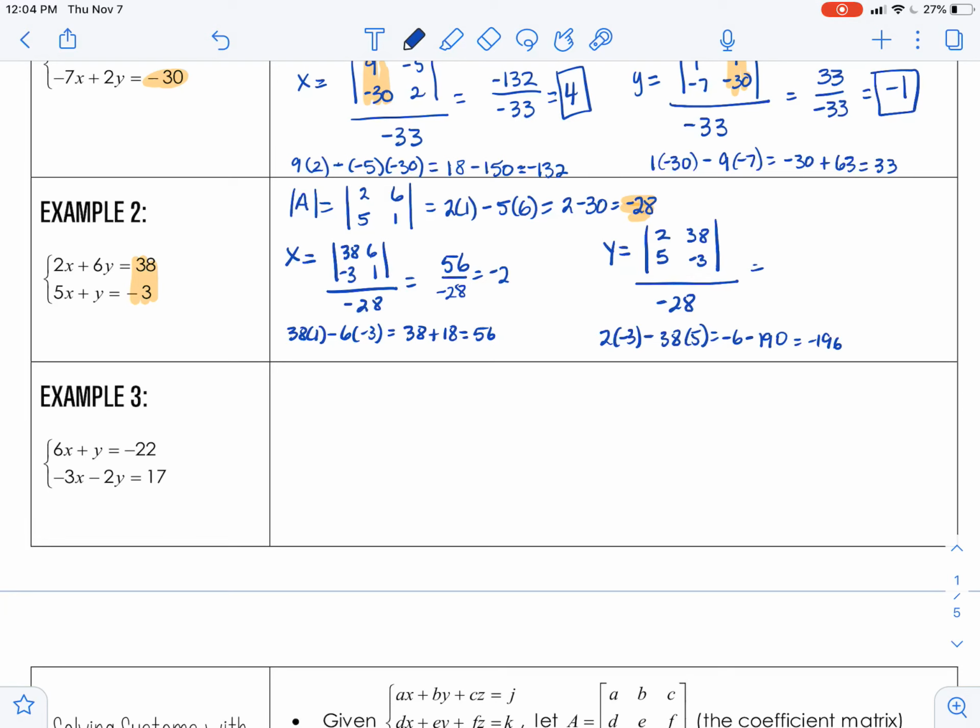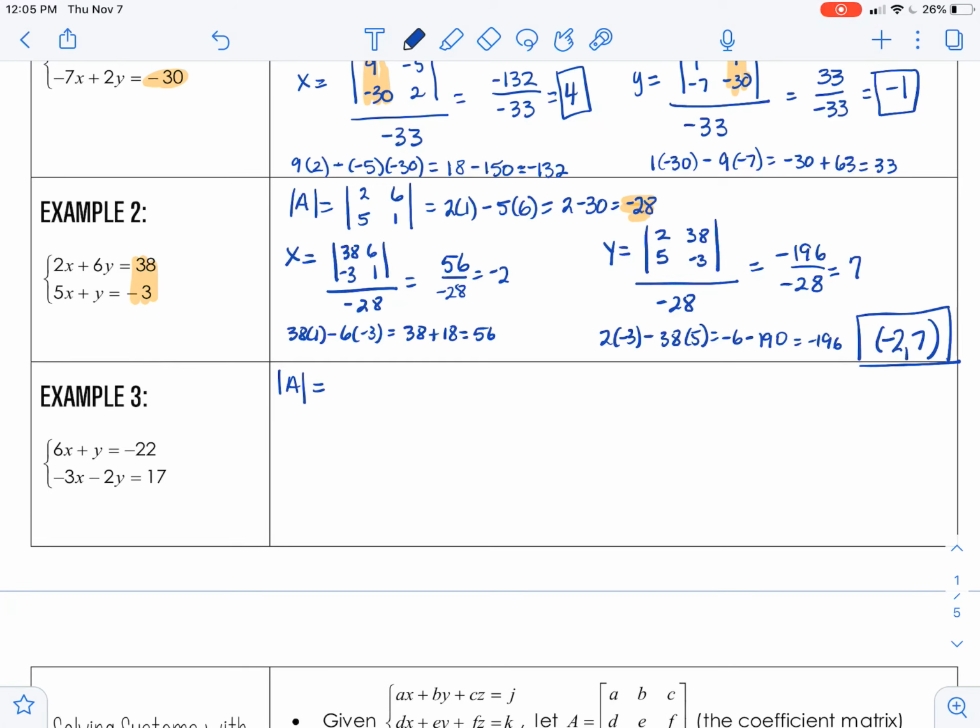Okay, always check my work. So we have a negative 196 over a negative 28, which when you divide it out is 7. Okay, and therefore my final answer would be negative 2, 7. Okay, so again, it goes pretty quick. I'm going to go ahead and run through number 3 for you.